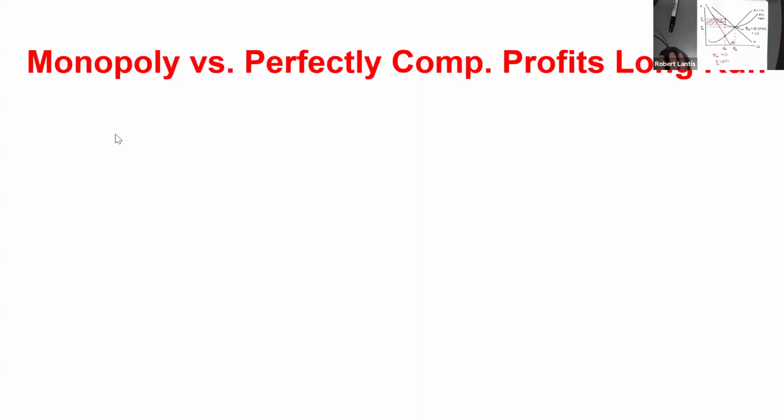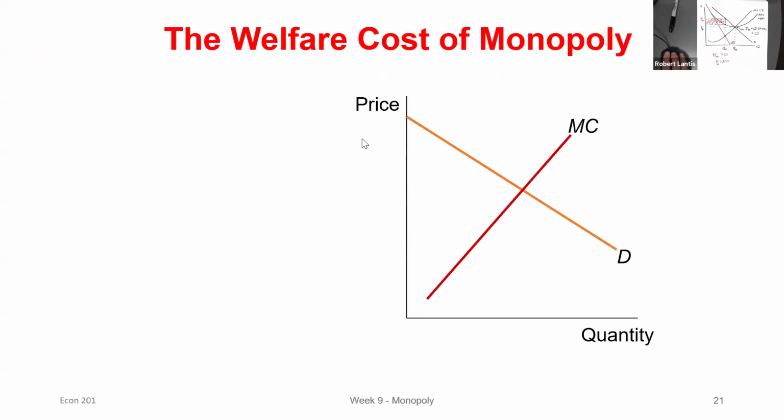So that was kind of the comparison of long-run profits of a monopolist to a perfectly competitive firm. Okay. So the one other thing that we'll talk about is the welfare implications of a monopolist.